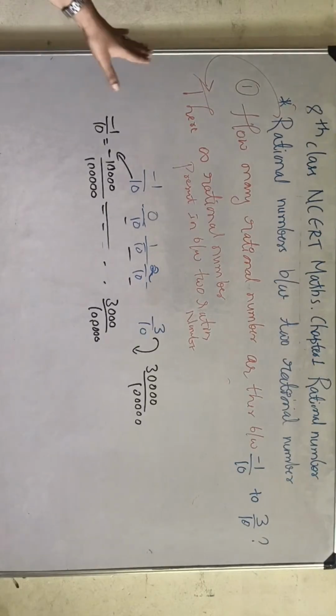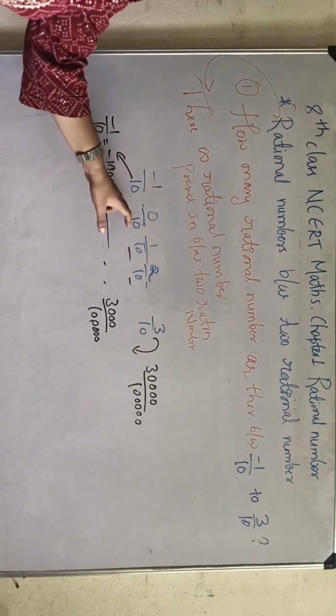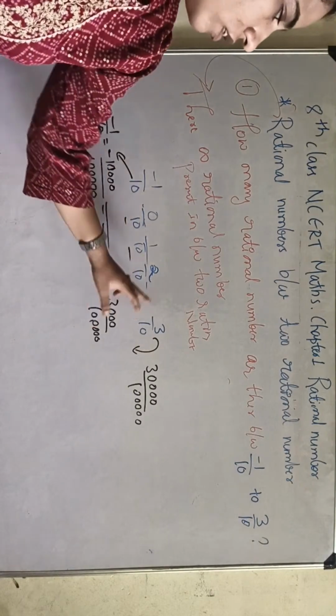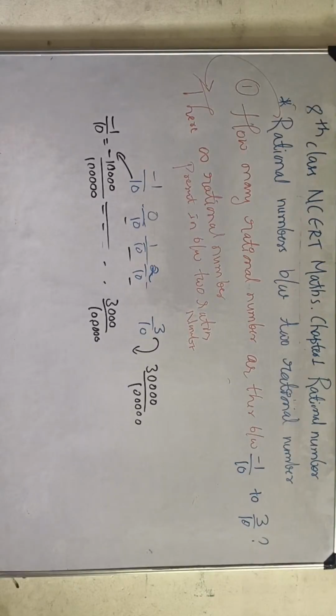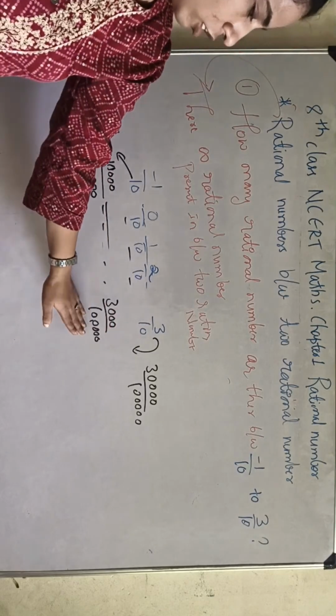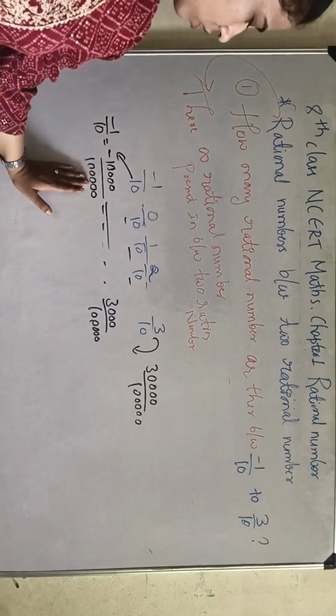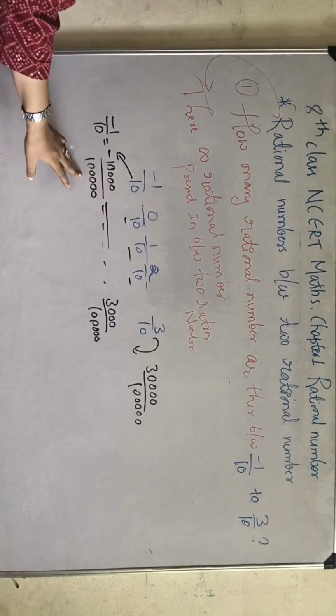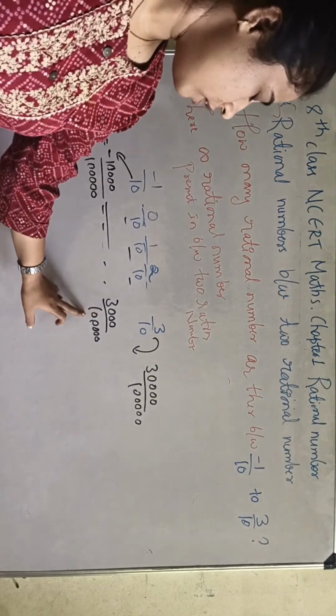See, I ask you how many rational numbers are there between minus 1 by 10 and 3 by 10. You may think, okay, maybe there are only 3 rational numbers in between. No, not at all. Not possible, because this 1 by 10 I can write in this form and 3 by 10 in this form. Now how to count in between these? Minus 10,000 divided by 1 lakh and 3,000 divided by 1 lakh.